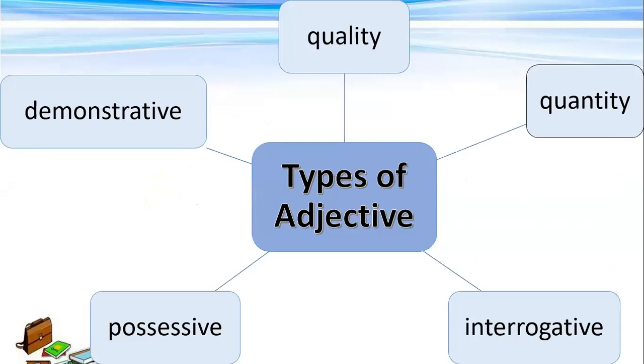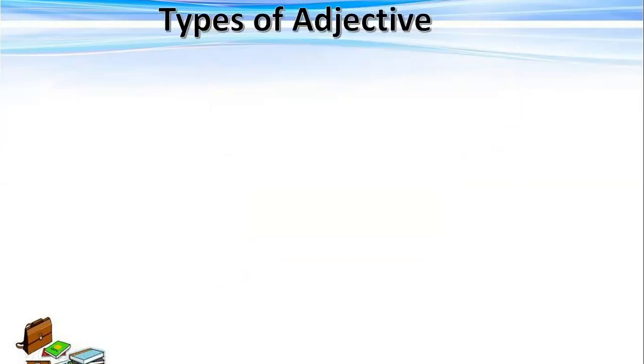There are types of adjective. There are actually 6 types. One of them I merged, I'll explain later, okay? So adjective of quality, adjective of quantity, interrogative adjective, possessive adjective, and demonstrative adjective. Here in quantity, there is adjective of number as well, but I merged it, I'll explain. So let's look at each of them separately.